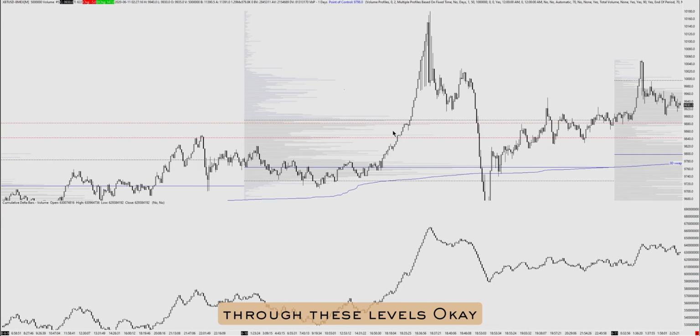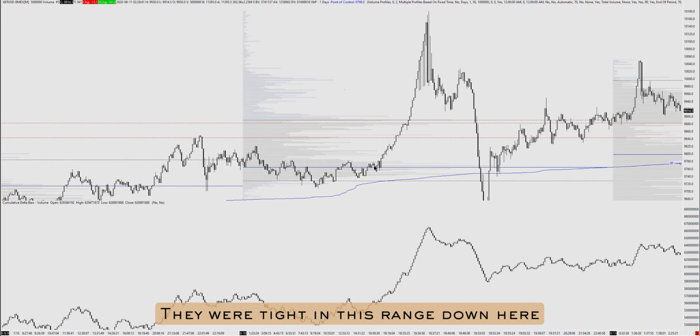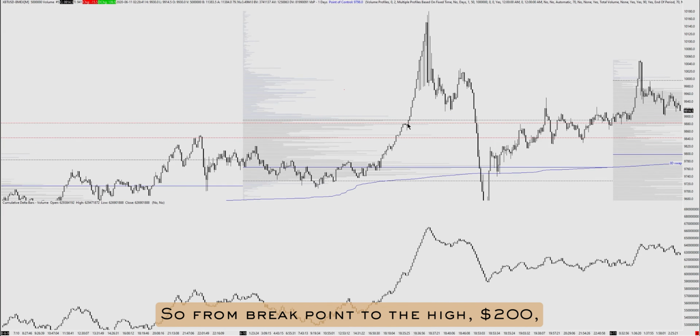Once we got the break through these levels, it was actually tight below, actually not that tight. They were tight in this range down here, but as we began to expand, things became very loose. So once we break above this 9880 level, we transact about $200 in range. From breakpoint to the high, $200.